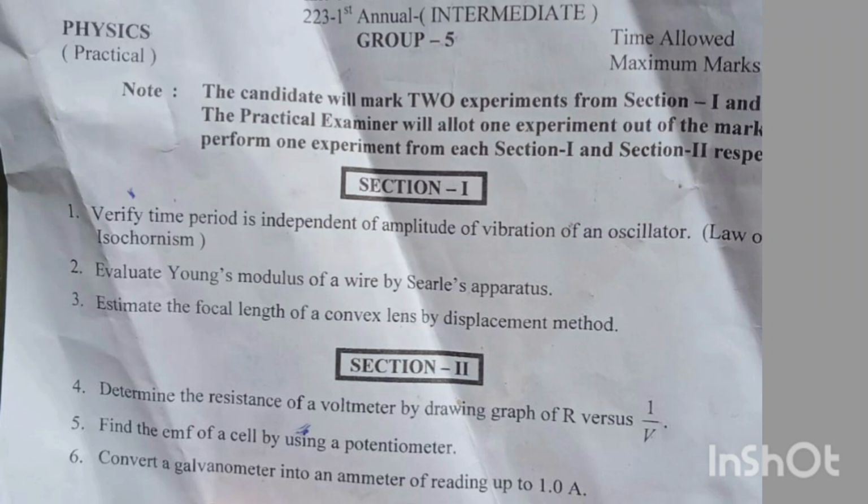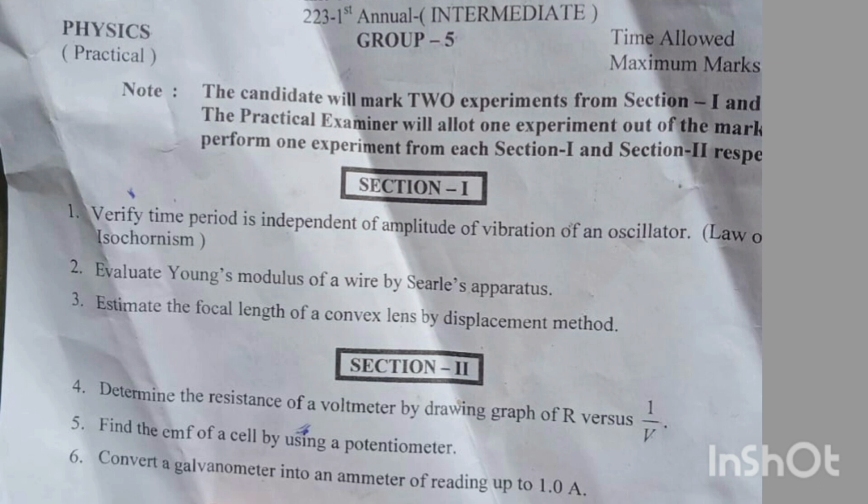Physics Practical Paper 2023 Group 5. Section number 1. Question number 1. Verify that the time period is independent of the amplitude of vibration of an oscillator. Question number 2. Evaluate Young's modulus of a wire by Searle's apparatus. Question number 3. Estimate the focal length of a convex lens by the displacement method.